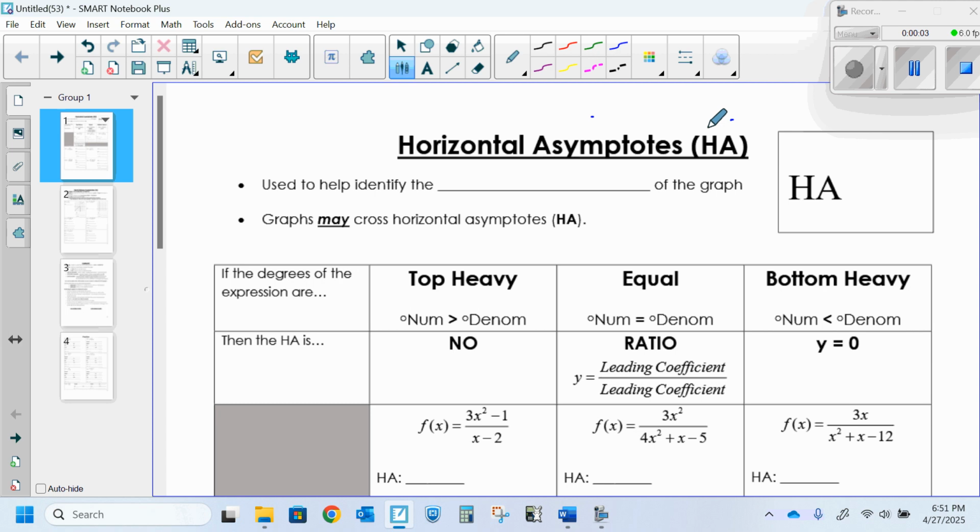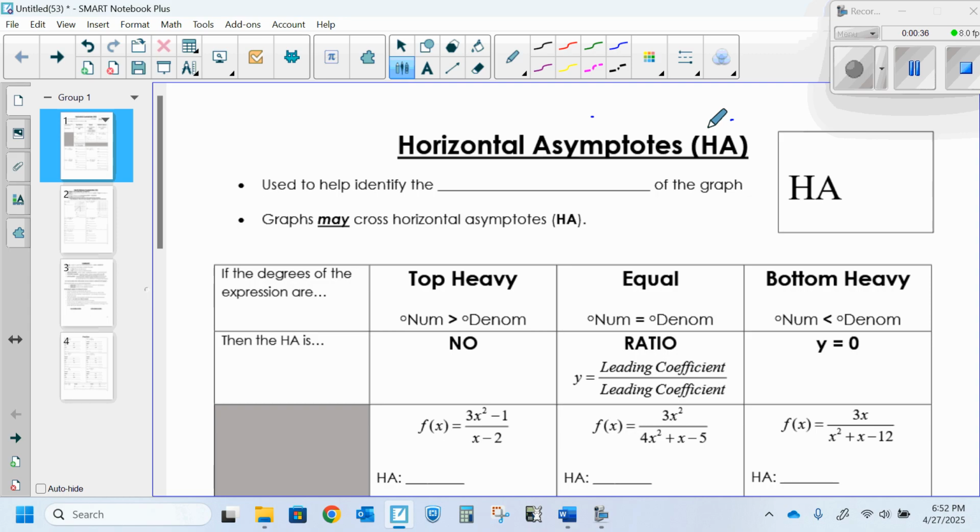All right, today we are going to continue with analyzing rational functions. There are lots of different pieces that we need to know in order to get these on graph paper. So we've already done vertical asymptotes, we've done holes, we have done x and y intercepts. So now we're going to look at two different types of asymptotes. One is a horizontal asymptote and the other one is a slant asymptote.